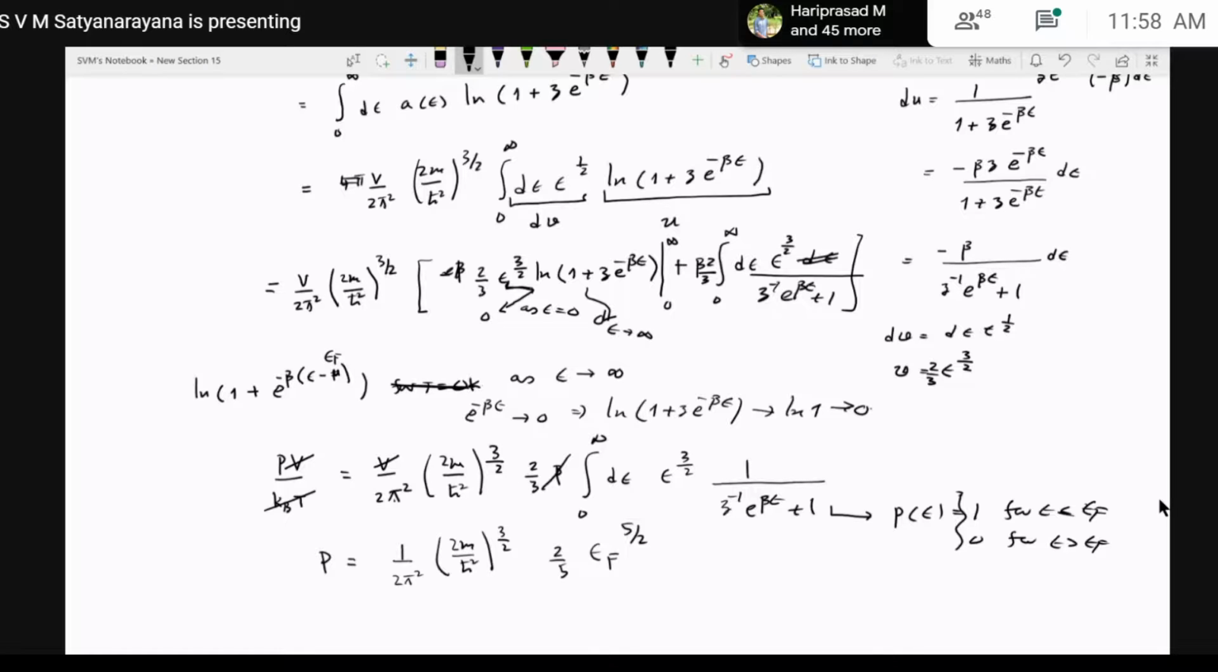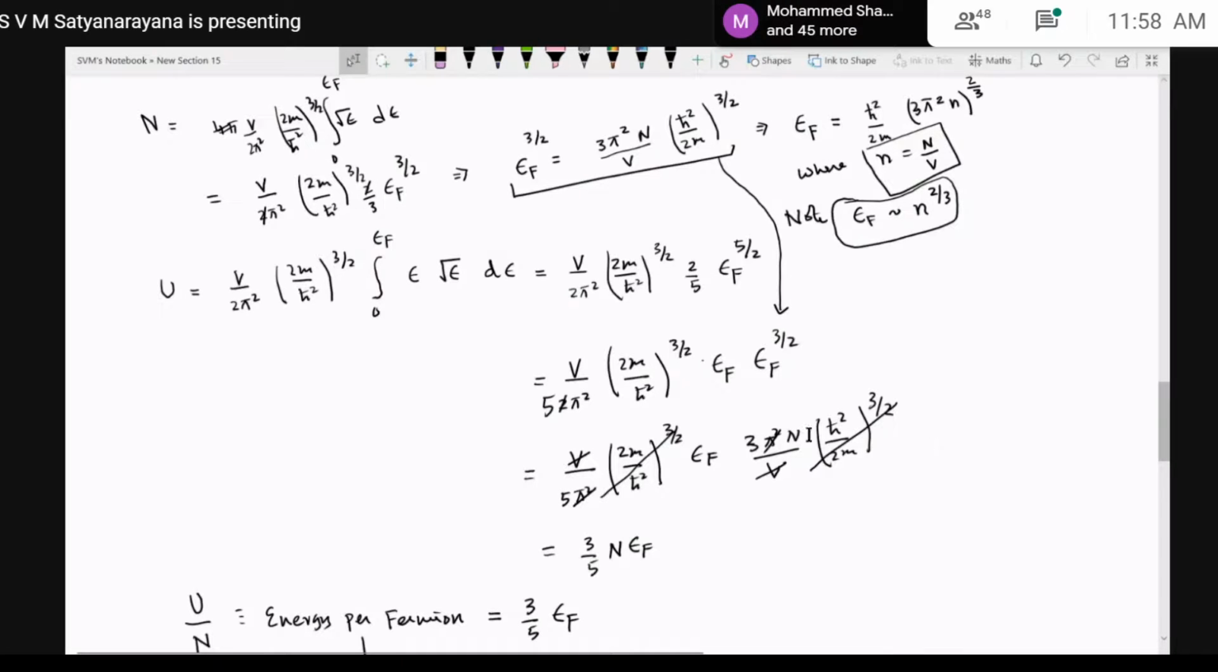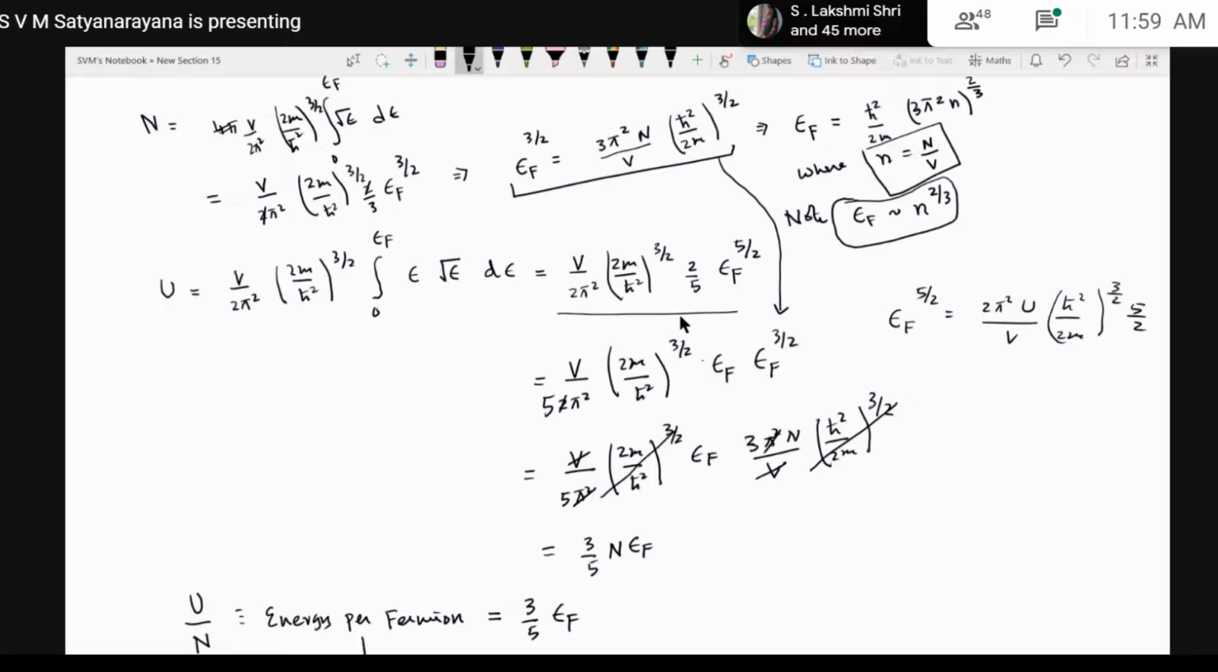So if I use that, then I get this. But you can see that this is somewhat like your energy, because your energy is also going like epsilon F to the power 5 by 2, right? So from here, I can write epsilon F to the power 5 by 2 is equal to 2 pi square U by V into h bar square by 2m to the power 3 by 2 into 5 by 2. Okay, so I can write it like this. And suppose I go and substitute it in that expression.